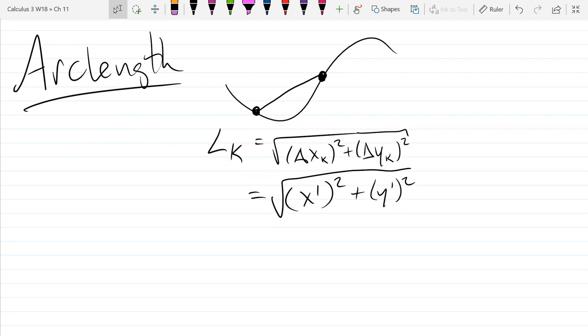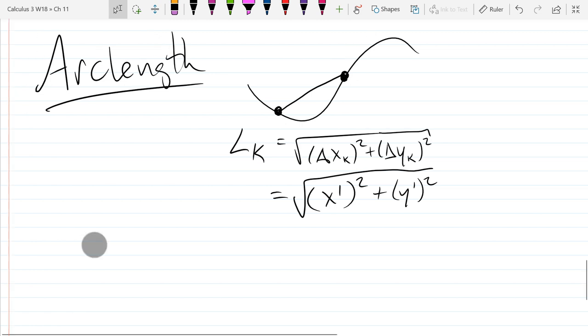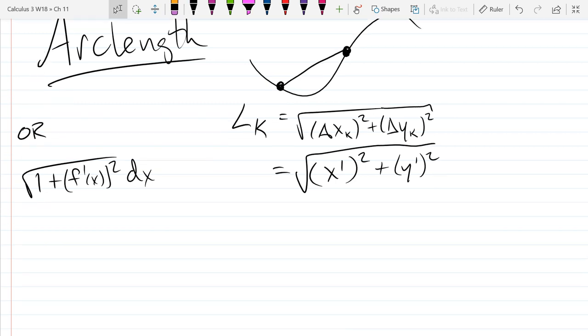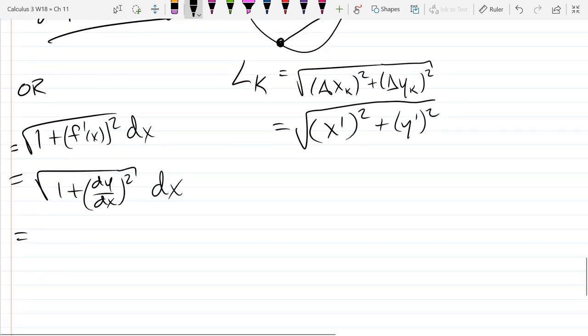Yeah, so if you want to know how this relates back to what is on your cheat sheet, or what may be on your cheat sheet, this is the one you're more familiar with. If I distribute dx into our integral here, I'm going to write f prime as dy over dx. That's another way to write f prime. Now when I distribute dx in, it goes in as dx squared.